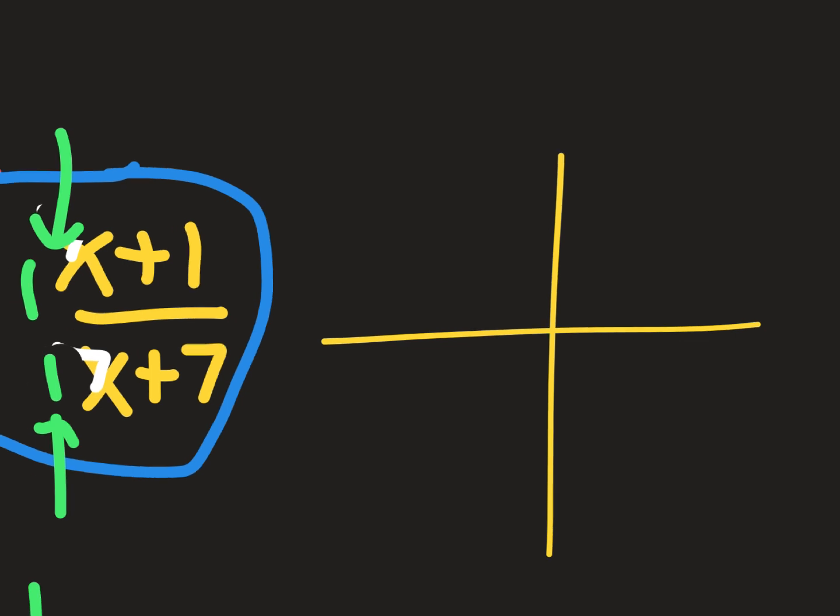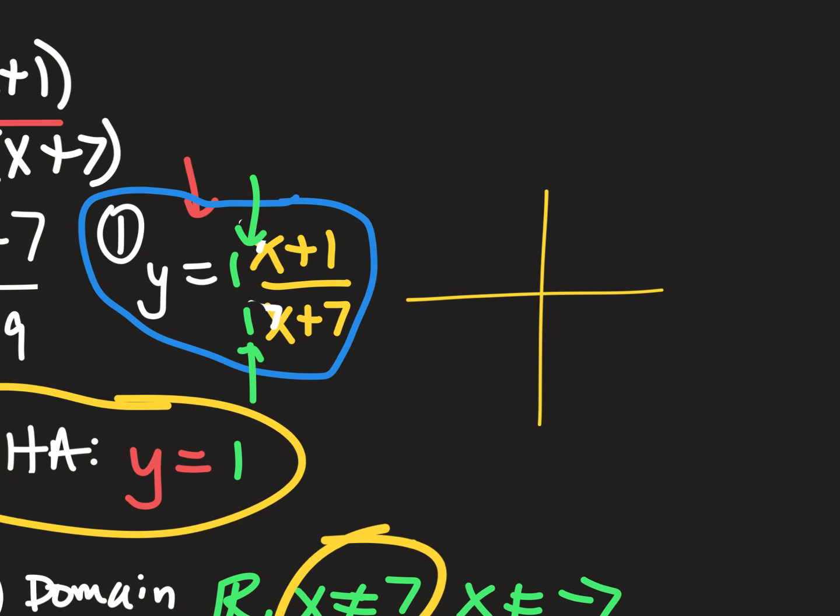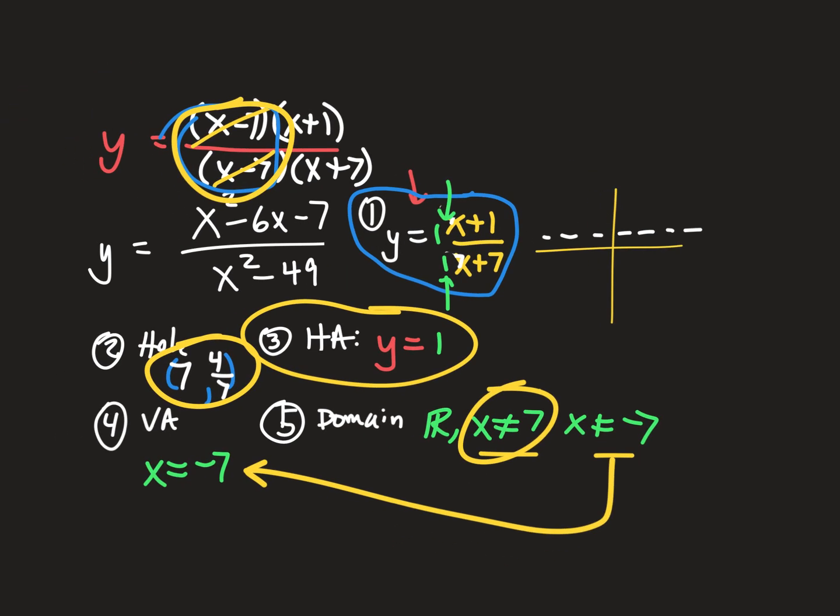So horizontal, if I look it up in my list here, was y equals 1. Verticals, x equals -7.